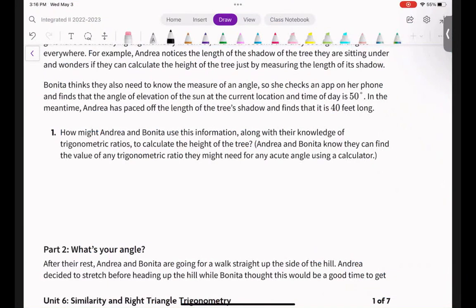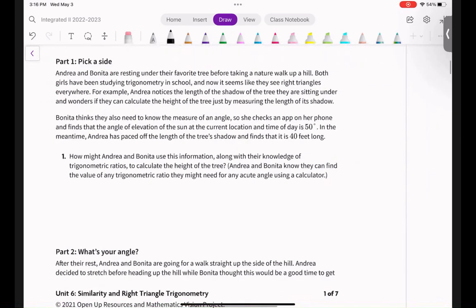So then it says, how might Andrea and Bonita use this information along with their knowledge of trig ratios to calculate the height of the tree? Andrea and Bonita know they can find the value of any trig ratio they might need for any acute angle using a calculator. A couple of things here: for these ones we always need to draw a picture. I'm going to read a couple pieces of information in case you lost it. It says the shadow is 40 feet long and the angle of elevation is 50 degrees, and they want to know the height of the tree.